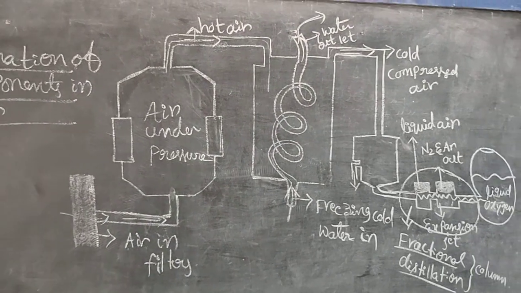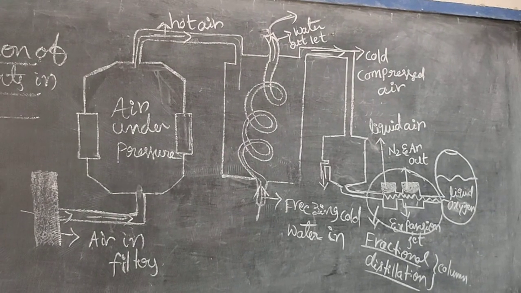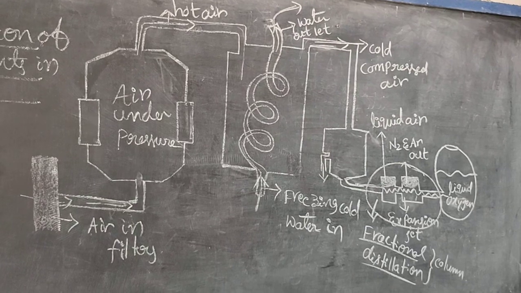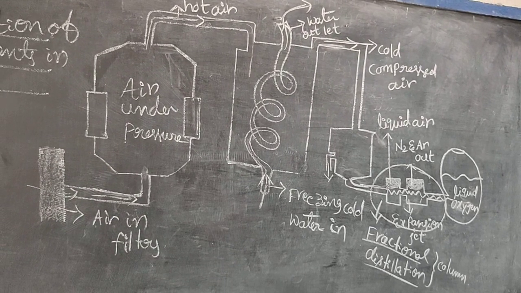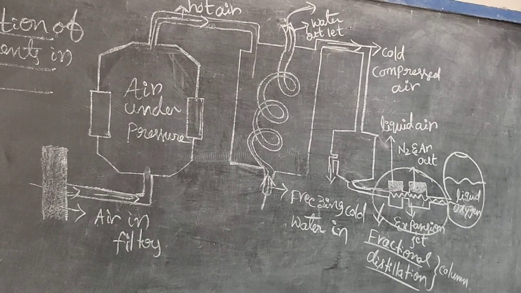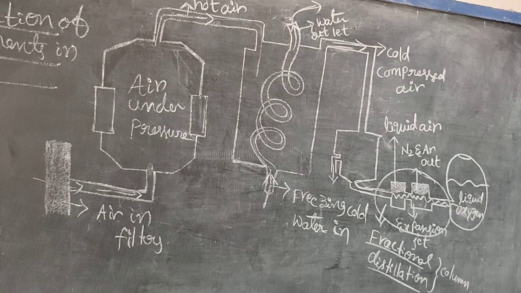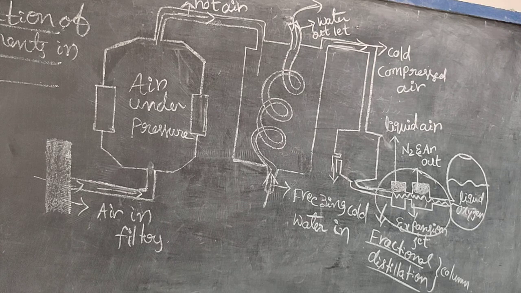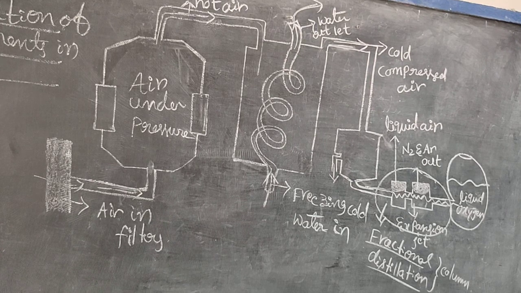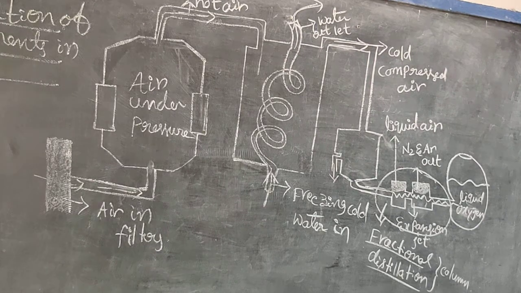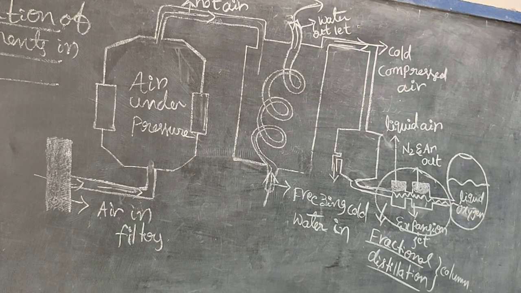Separation of components in the air. This is the diagrammatic representation. Observe carefully: air under pressure goes into the first device. In the second device, we let in freezing cold water, and after the process is completed, we let the water out. That is the water outlet.